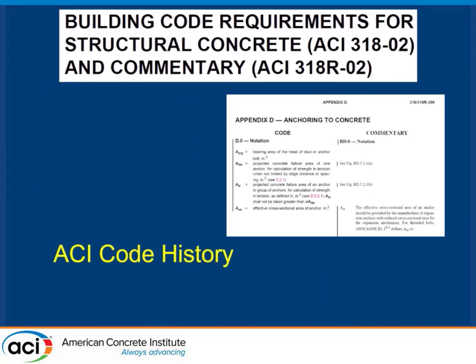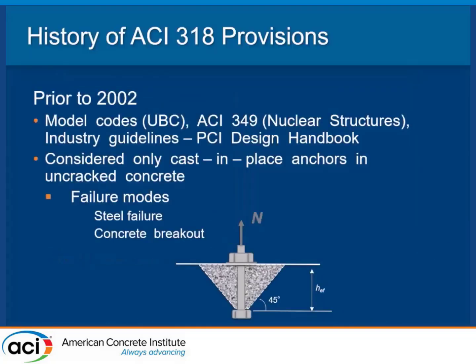So a little bit about code history. Prior to 2002, so in 2002, we brought in Anchorage, and it was called Appendix D, okay? And before that point in time, you went to several places to get your information. ACI 349 had some guidance, that's the Nuclear Structures Code. UBC had tables in it, which made their way into the ICC, which we later removed because the factor of safety was anywhere from less than 1 to 8. It was just general practice, and they put it in a table.